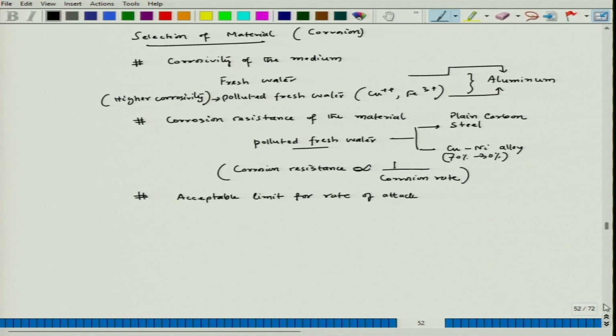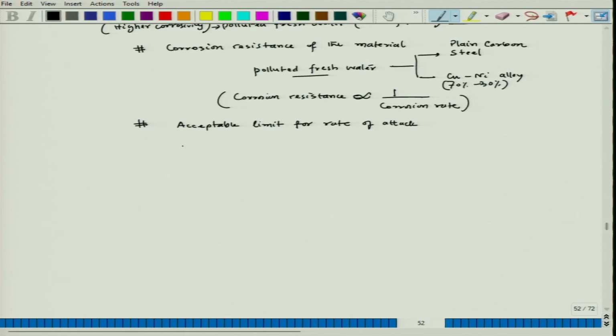Fine. So, these three factors can have a relation. Okay. What is that relation? We can put corrosivity on the y axis and corrosion resistance on the x axis.